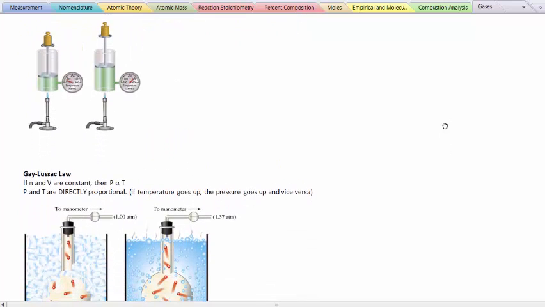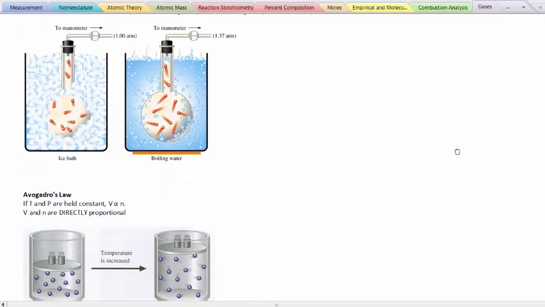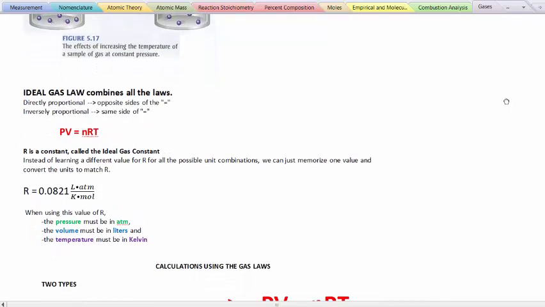And then Gay-Lussac's law relates the pressure and the temperature when the number of moles and the volume are held constant. The pressure and the temperature are going to be directly proportional. And Avogadro's law relates volume and the number of moles, again holding temperature and pressure constant, and those are directly proportional.